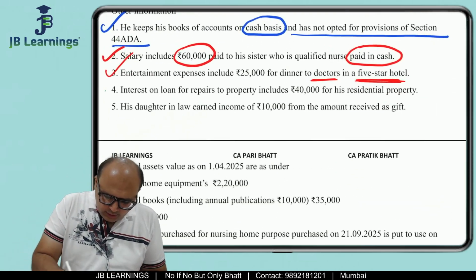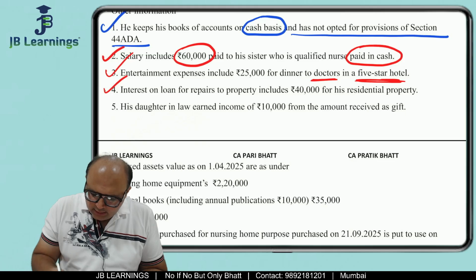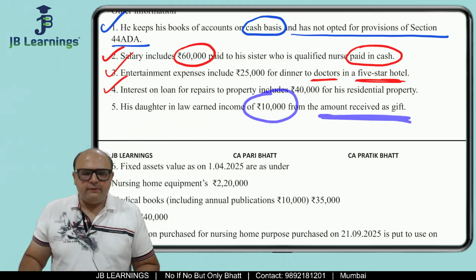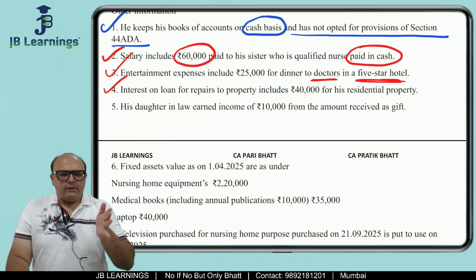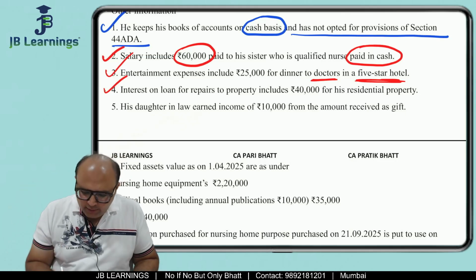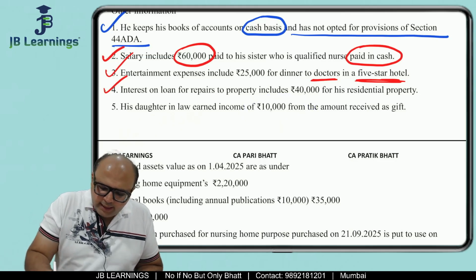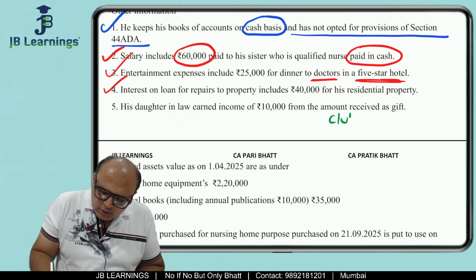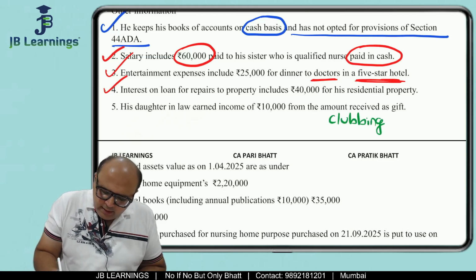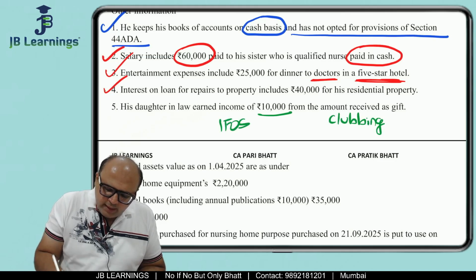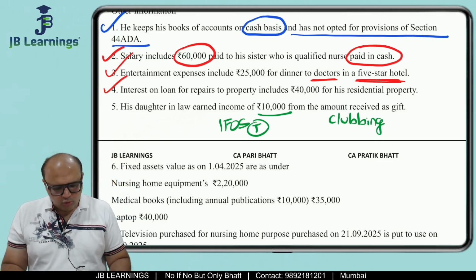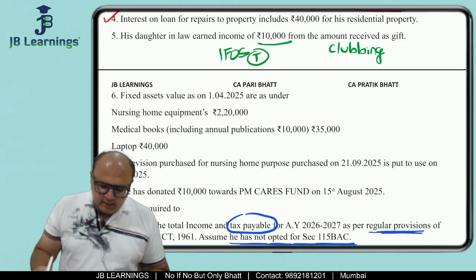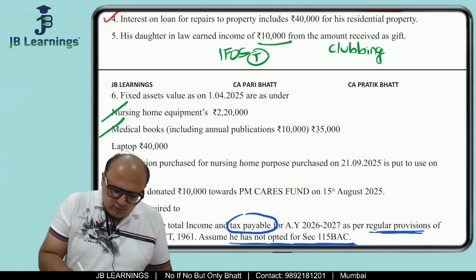Then his daughter-in-law earned rupees 10,000 from the amount received as gift. In the clubbing provisions we have studied, if any gift is given to daughter-in-law, son's wife, and if any income is earned from that gift, then this would be clubbed in the hands of the transferor. So clubbing provisions would be attracted, and we assume that the income earned by daughter-in-law is income from other sources, and we would tax it in the hands of Dr. Roshan.